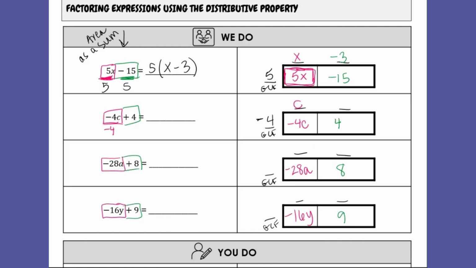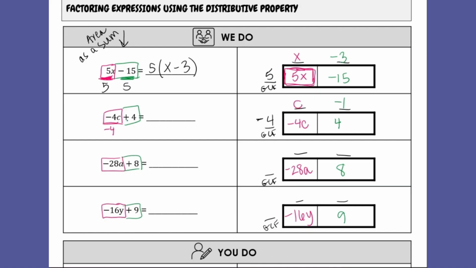When I think about 4, negative 4 times what would give me 4? That's still a number. That number is actually negative 1. So I would need negative 4 times negative 1 to give me a positive 4.